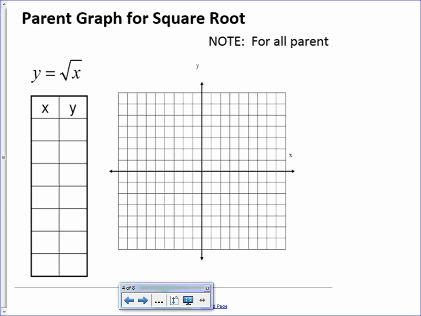The parent graph, because we don't know what the graphs look like right now, we need a table of values. So we need to pick some x's to put in our table of values. What x's would you like to see in the table of values? What's that? Any x's? 8. What else? 2. Oh, 1, 2, 3, -1, -2, -3.